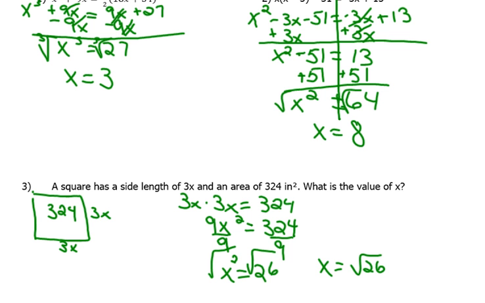Let me just double check my math on that one. Oops, 324 divided by 9. Oh, how about that, should have been 36. Okay, so we'll ignore that. Good thing I checked. Okay, and then the square root of 36 is 6. Sorry about that. Hopefully you guys were all yelling because you knew.